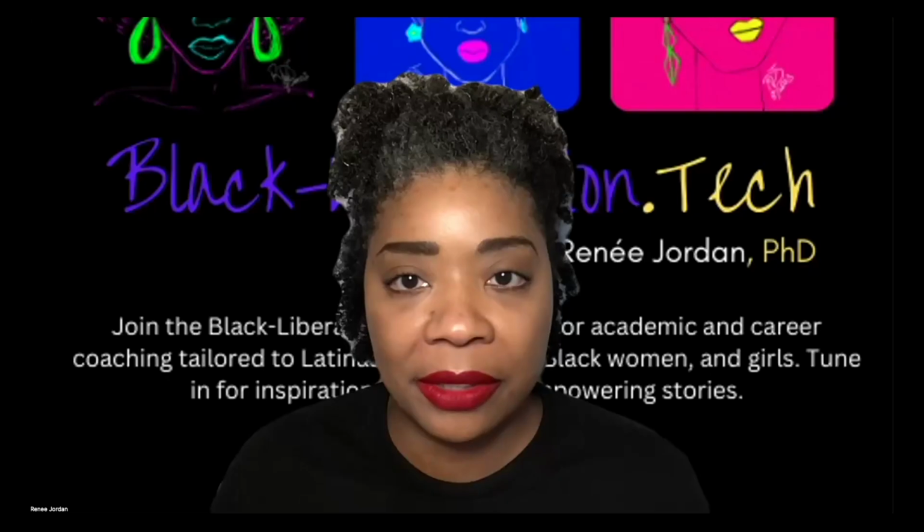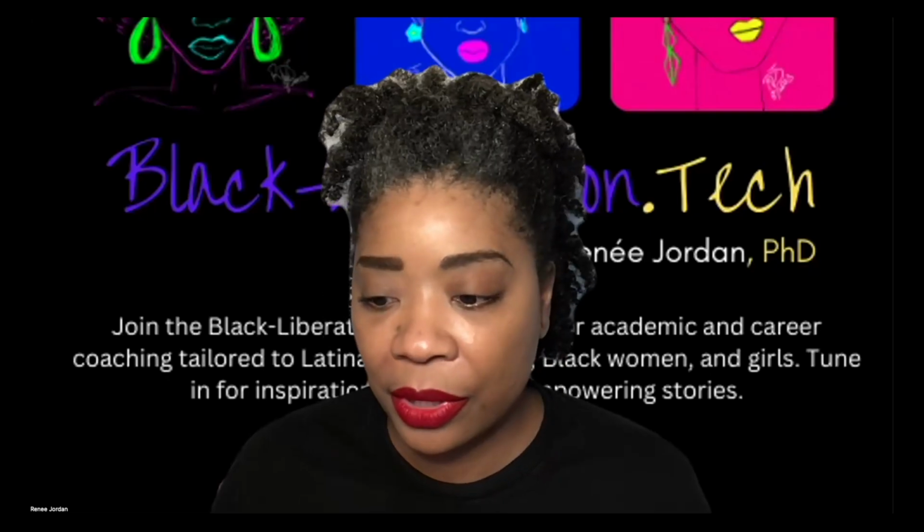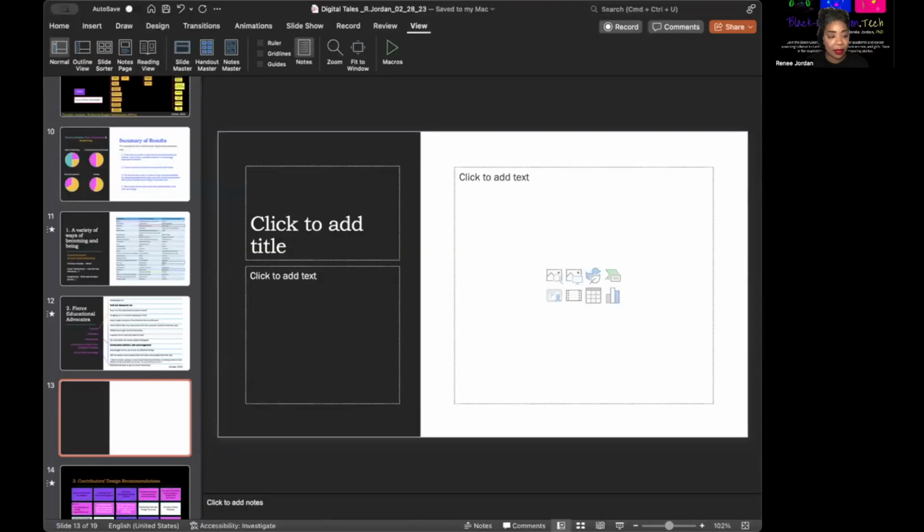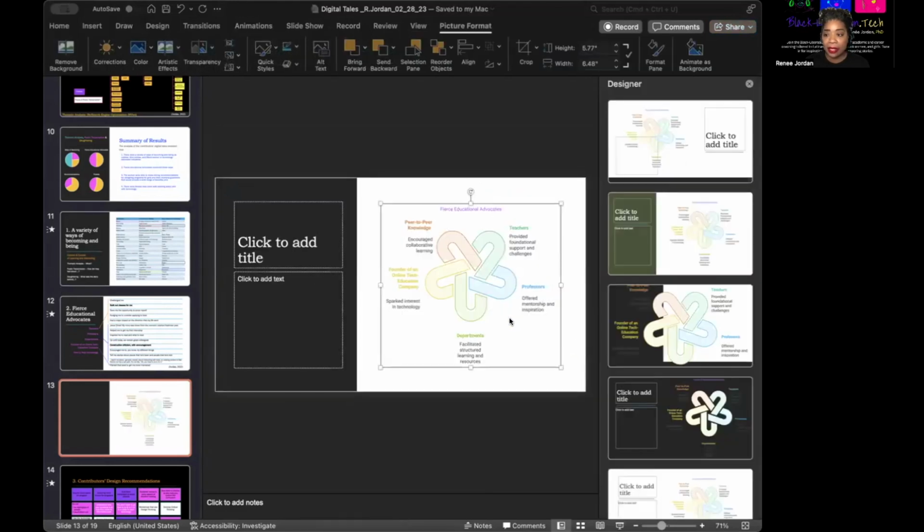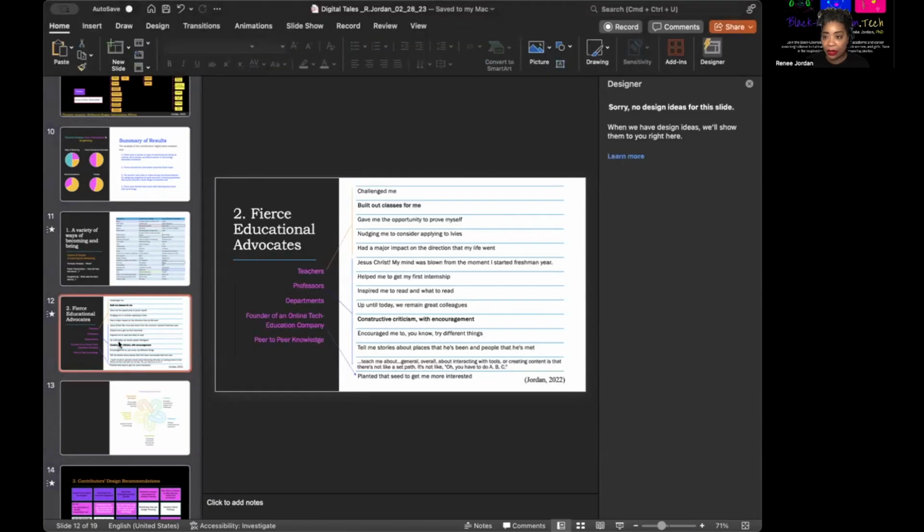And so I'm going to stop sharing that. And I'm going to return to the PowerPoint. So I'm returning to the PowerPoint. And I'm going to click and drag the image that I downloaded from Napkin and place it in my PowerPoint. And so as you can see, PowerPoint has some AI to it as well. And I can add more information here. So this is just for comparison purposes. This is what Napkin AI came up with as a visual for the Fierce Educational Advocates. And this is what I had as a visual for the Fierce Educational Advocates.